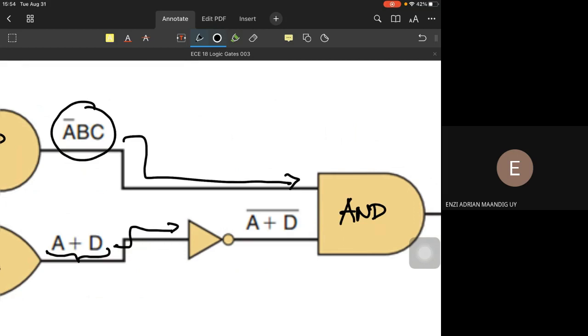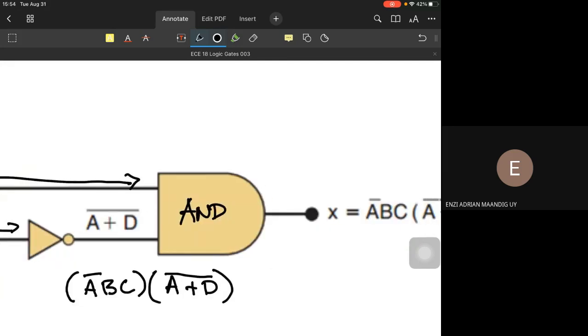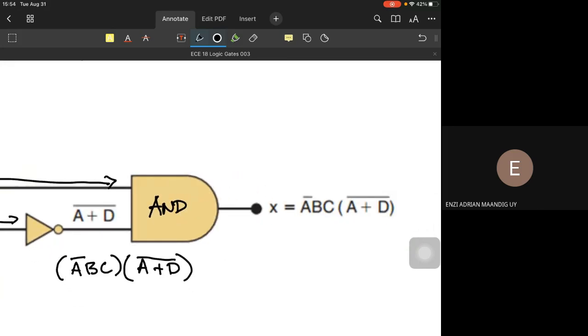So, our output here is the AND, just written side by side. The same as in algebra, multiplication is sometimes illustrated using parentheses, but we can also omit the parentheses. A bar BC and A or D bar. Okay? Just the same. Any questions so far? Is it clear?